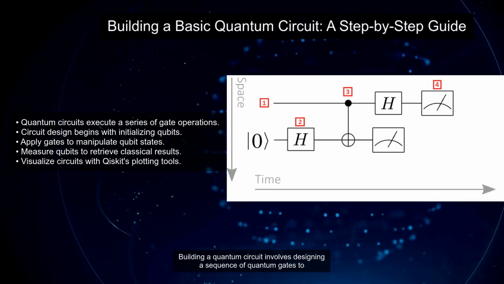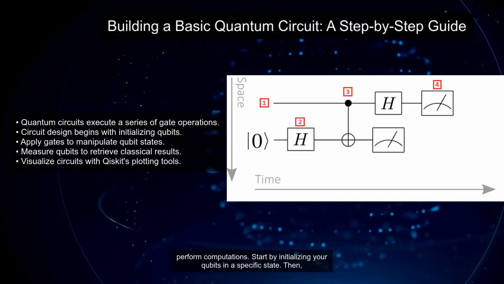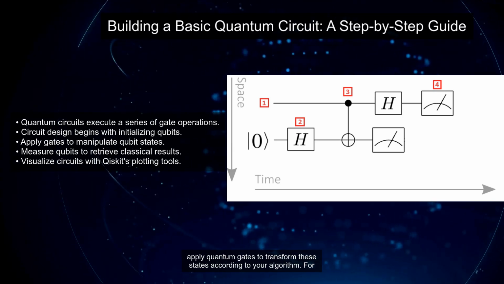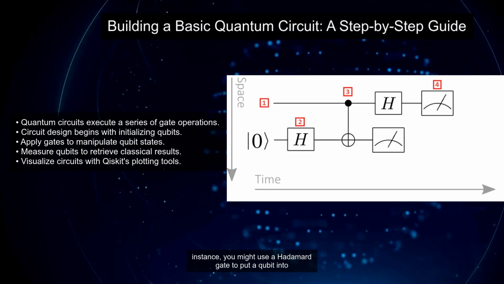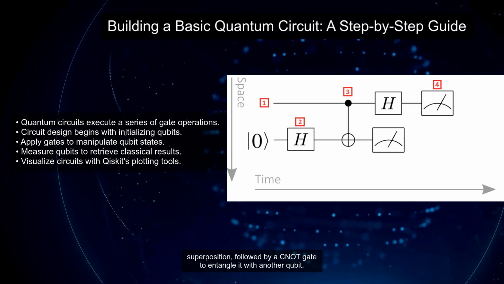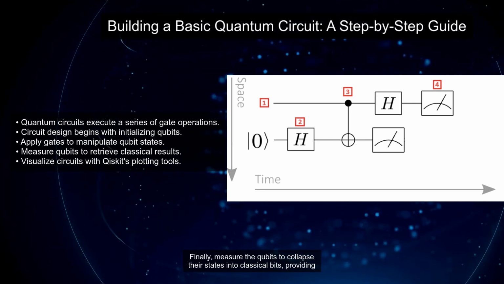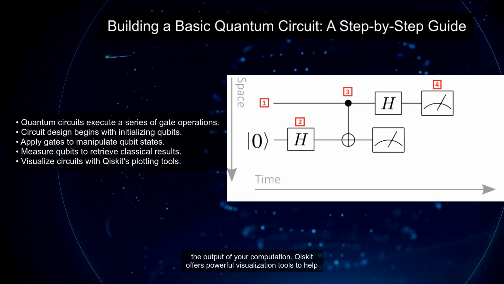Building a quantum circuit involves designing a sequence of quantum gates to perform computations. Start by initializing your qubits in a specific state. Then, apply quantum gates to transform these states according to your algorithm. For instance, you might use a Hadamard gate to put a qubit into superposition, followed by a CNOT gate to entangle it with another qubit. Finally, measure the qubits to collapse their states into classical bits, providing the output of your computation.